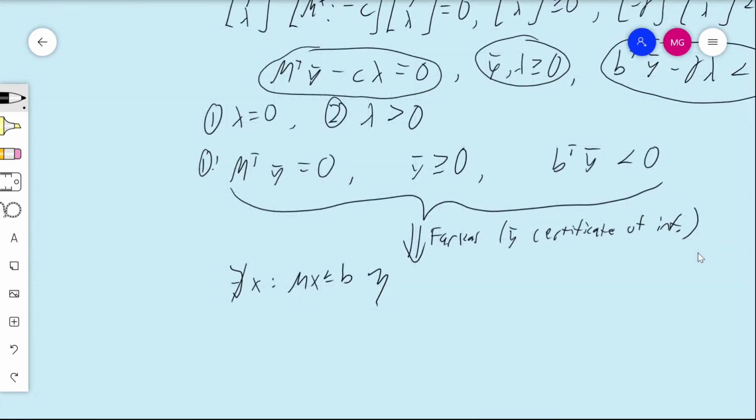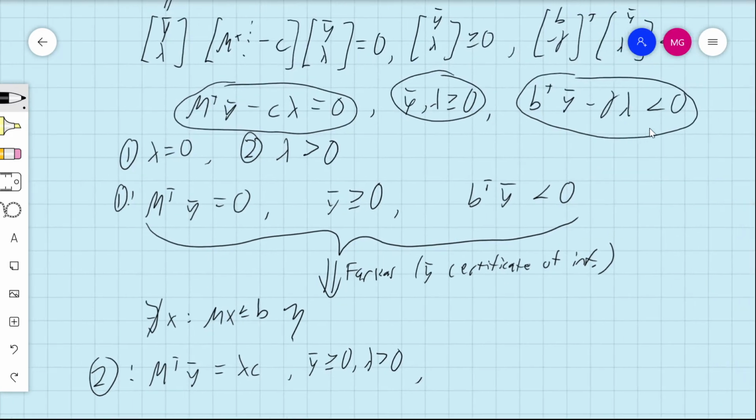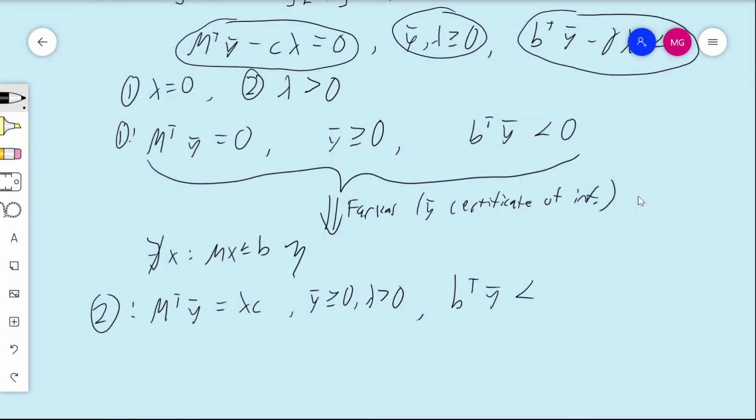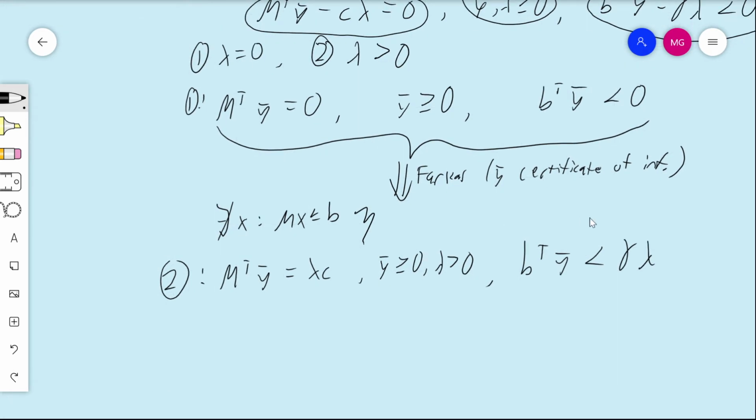Now, what if we're in case 2? In case 2, lambda is positive, and now that it's positive, basically we're going to be able to divide. So let's rewrite these circled constraints, but let's move things to one side. So we'll have M transpose y bar is equal to lambda c. We'll have y bar is non-negative and lambda strictly positive. And then finally, this final constraint will be b transpose y bar is strictly less than gamma lambda. Again, remember, gamma is the optimal value of the dual.